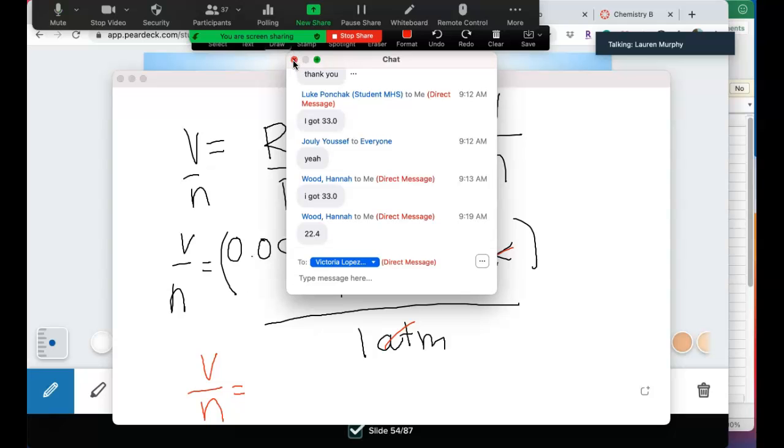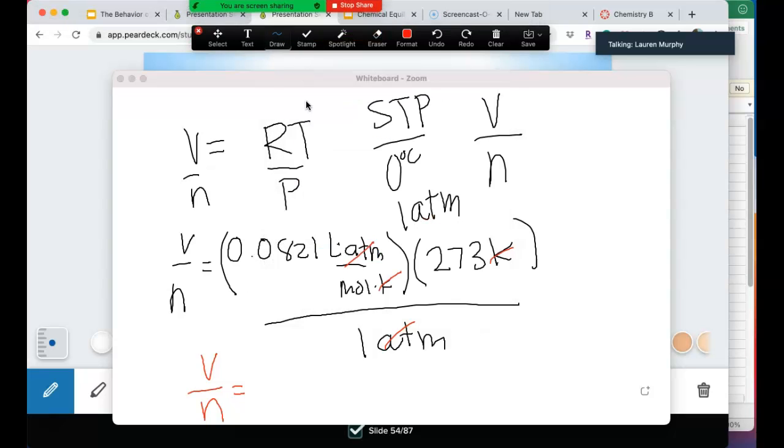Yep, right? 22.4. Isn't that the number I just told you it was? So I'm just trying to show you that he didn't just make this number up out of nowhere. He used his conditions, plugged into the ideal gas law.